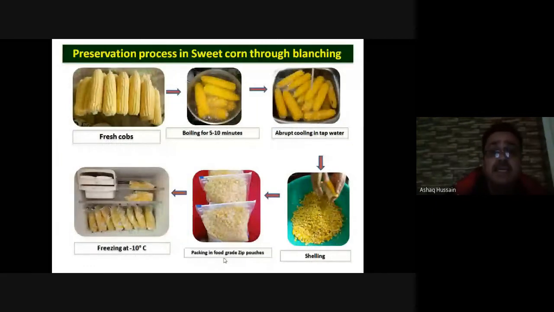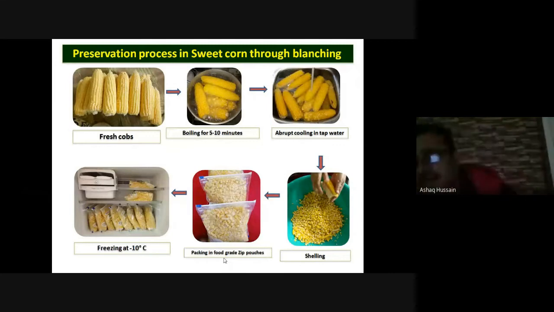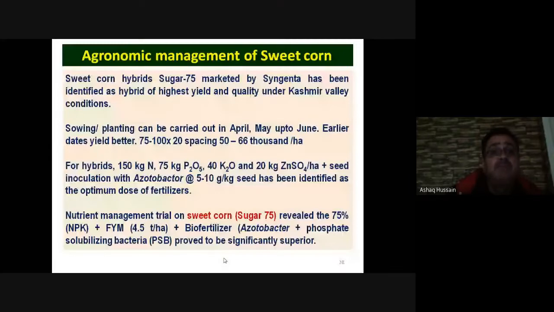Then, connecting to the processing of this sweet corn, because it is a very perishable crop, we have to blanch it for 5 to 10 minutes at 100 degrees Celsius, and then cool it in cold water. We have to remove the grains and then store them under refrigerated conditions at minus 10 degrees Celsius. So the integration of production and processing of frozen sweet corn as an enterprise can improve employment generation and improve the income of the farmers during the summer season. This is the whole process of blanching and preserving sweet corn as frozen sweet corn under Kashmir Valley conditions.